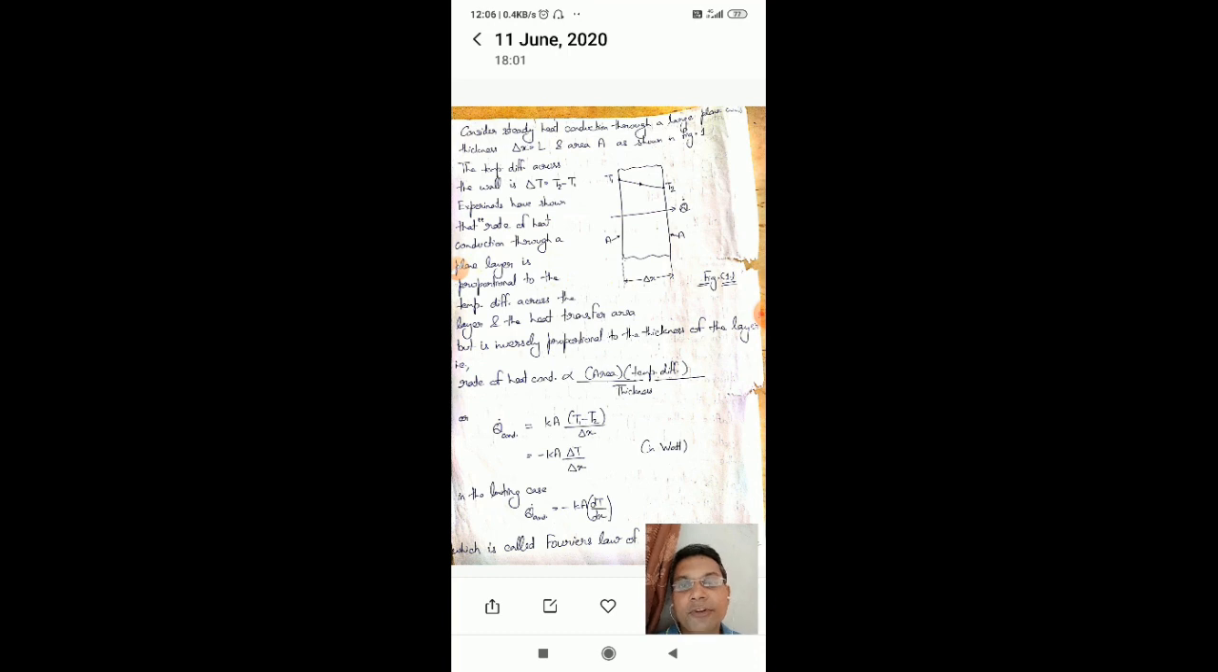Okay, now proceeding to the theoretical part. Consider a steady state conduction through a plane wall. Now heat is being transferred through a plane wall whose thickness is delta x equals L.